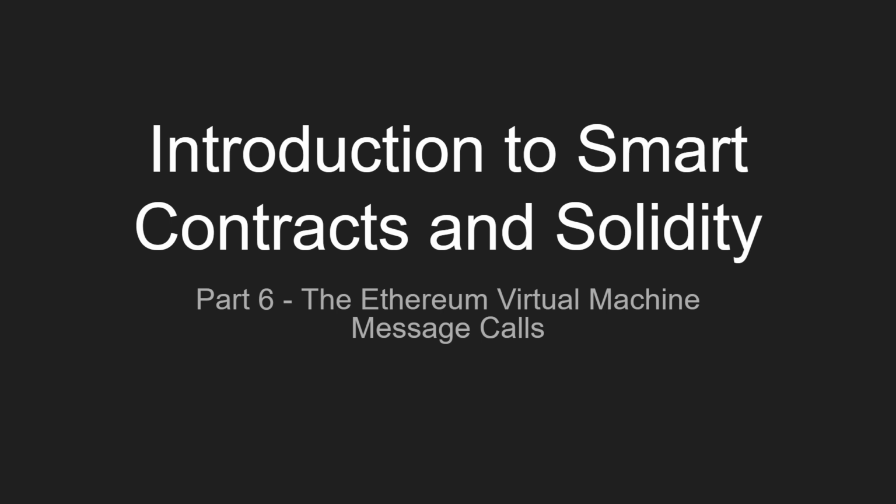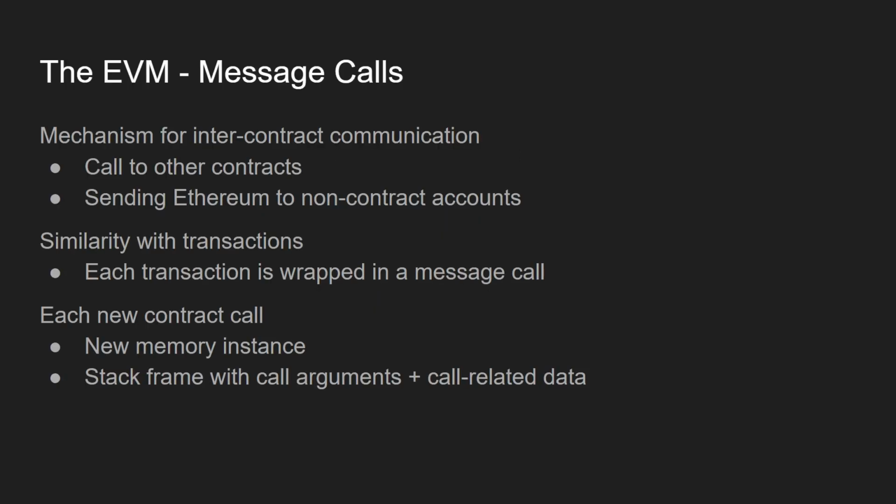Today's topic is focused on the Ethereum virtual machine, specifically on message calls. So what are message calls in the EVM? They are a mechanism for inter-contract communication, meaning that by using message calls, we can call other contracts, or we can send Ethereum to non-contract accounts. Of course, there is a similarity with transactions, in that each transaction is actually wrapped in a message call. So whenever we are making a transaction, we are making a message call in the background.